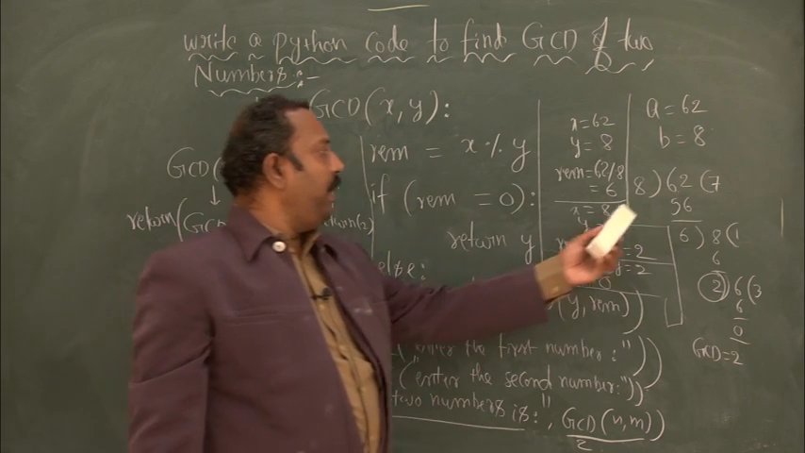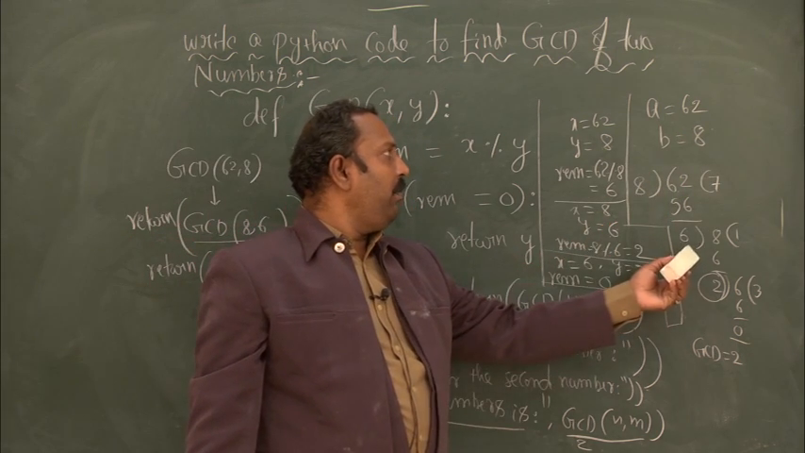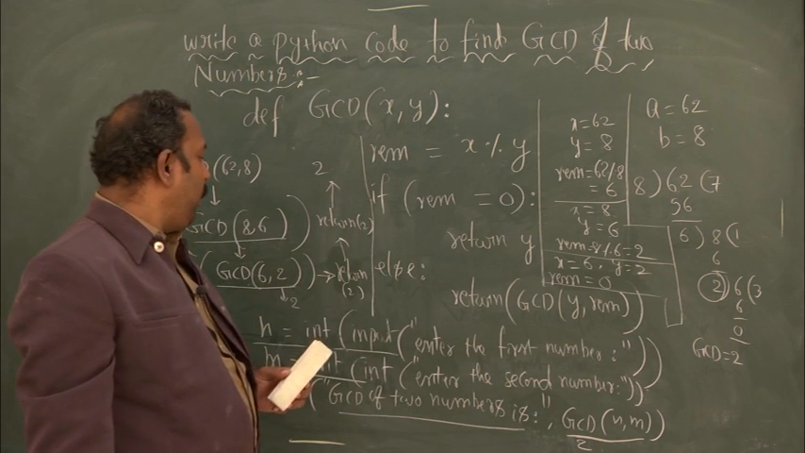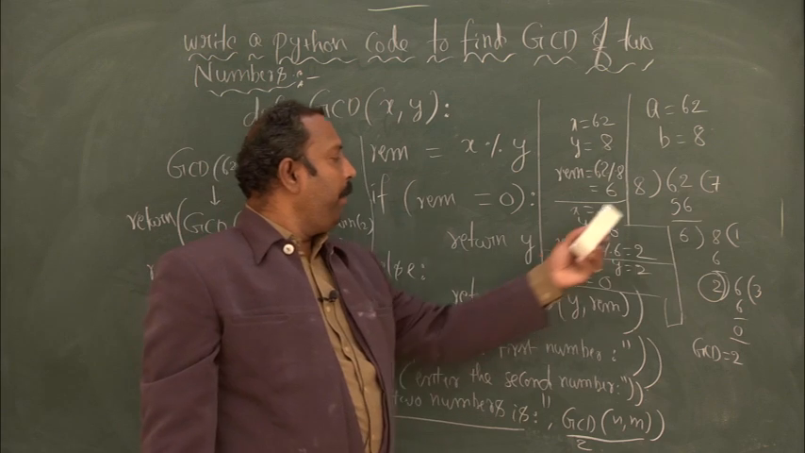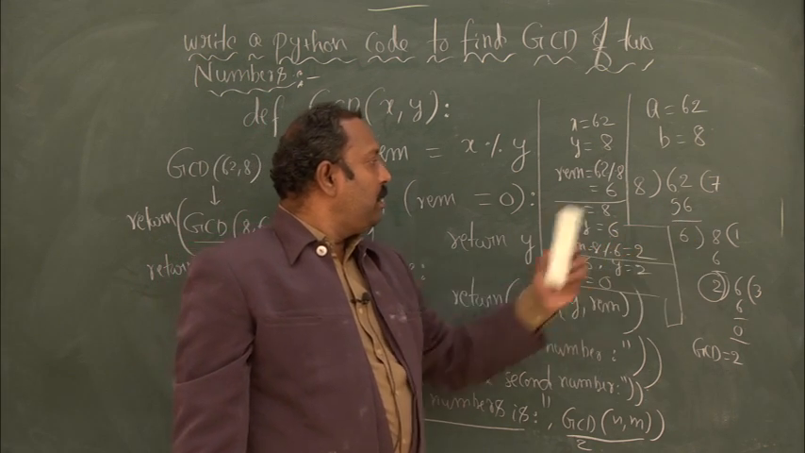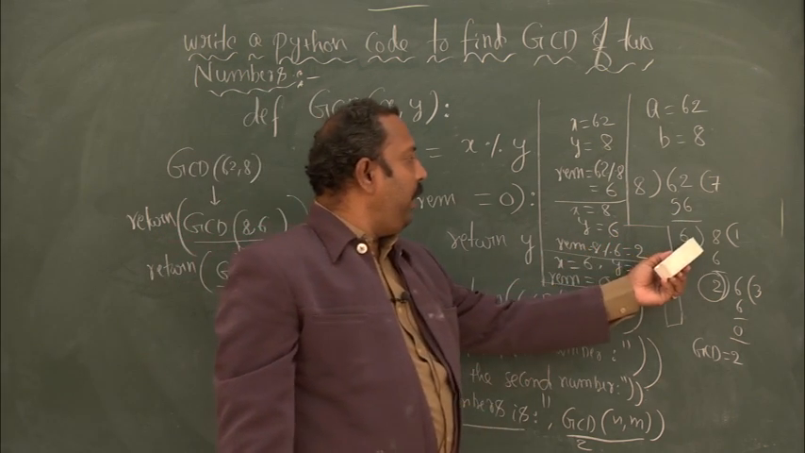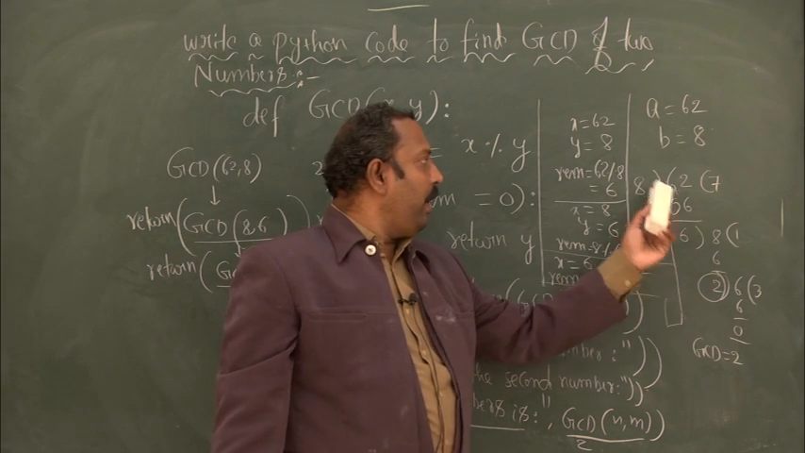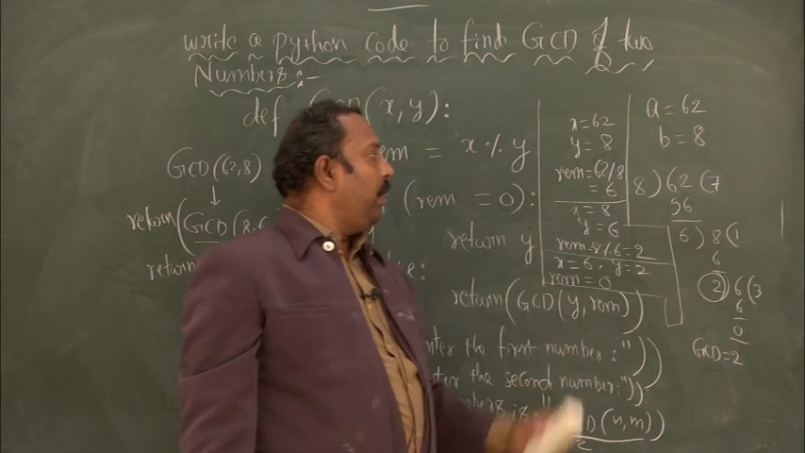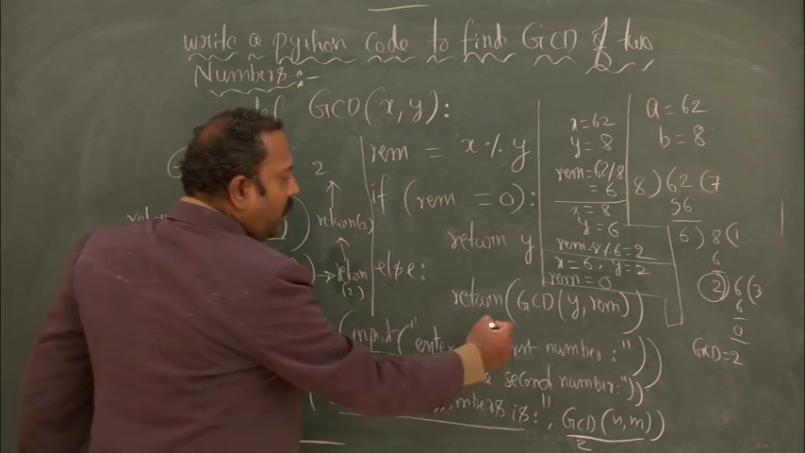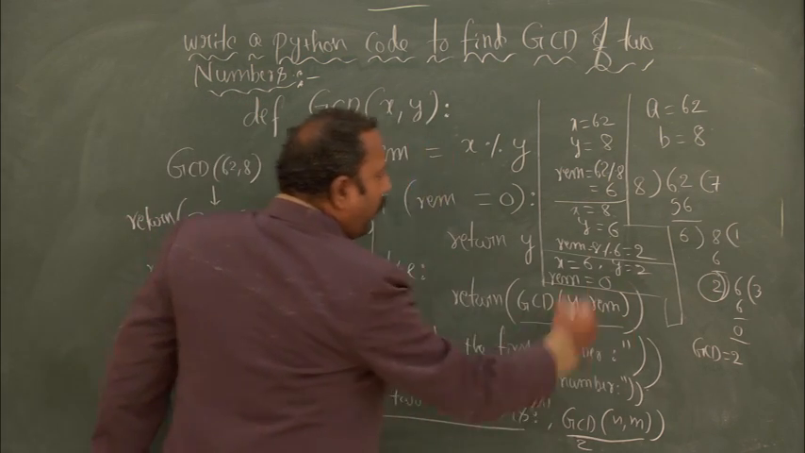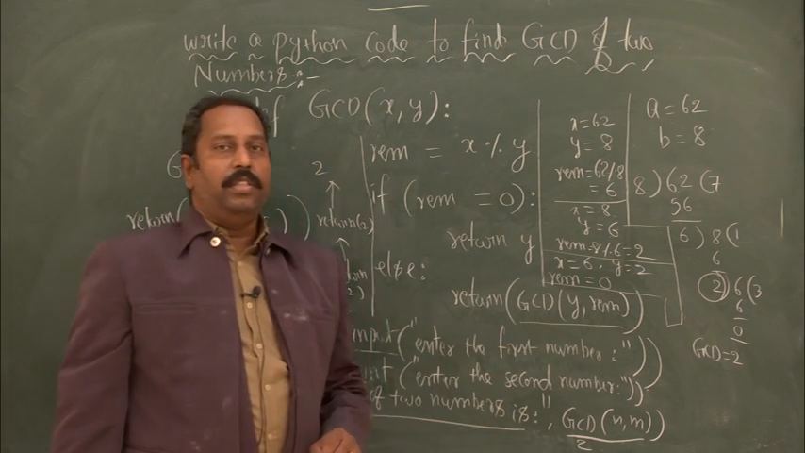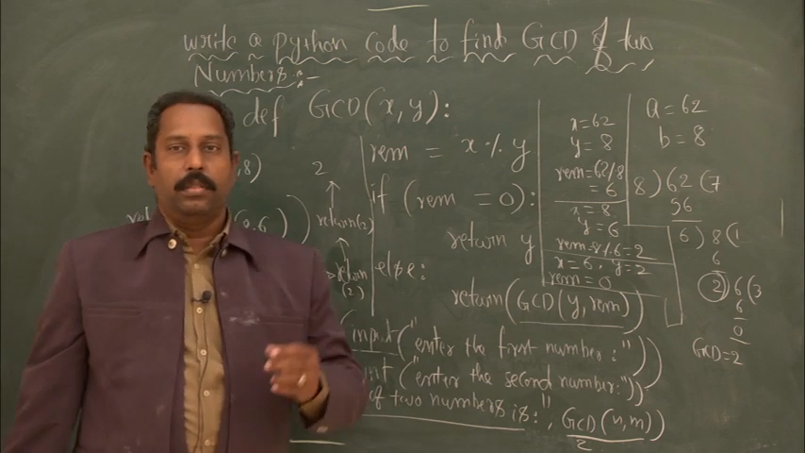So whenever you divide 62 by 8, what is the value we got here? 6 is the value we got. Whatever value you got here, that will again become the divisor, and the previous divisor will become the dividend. So GCD of y comma remainder. This is the logic for finding the GCD of two numbers.